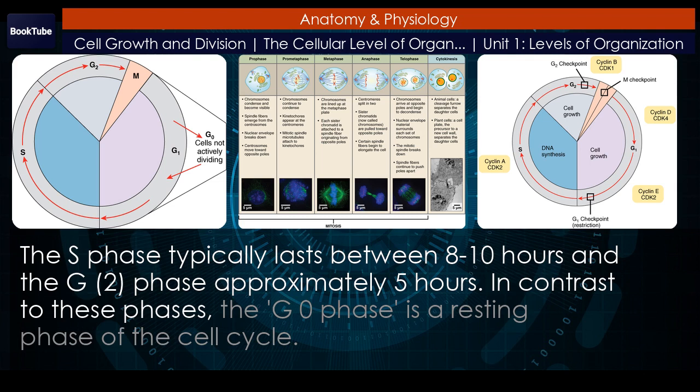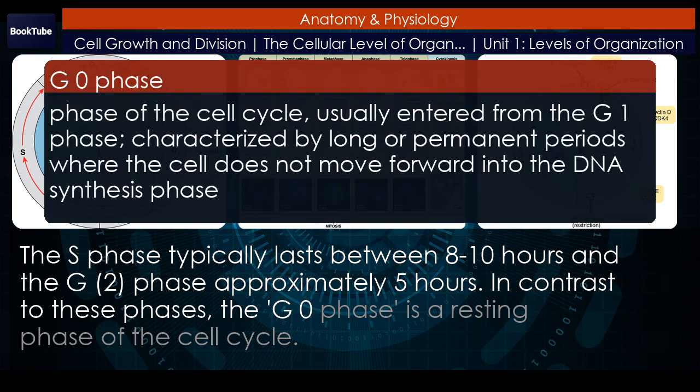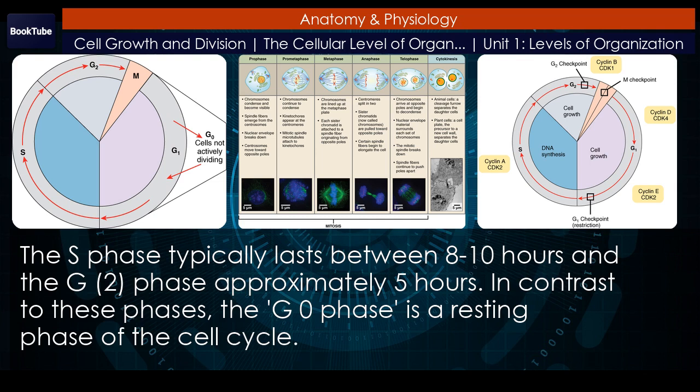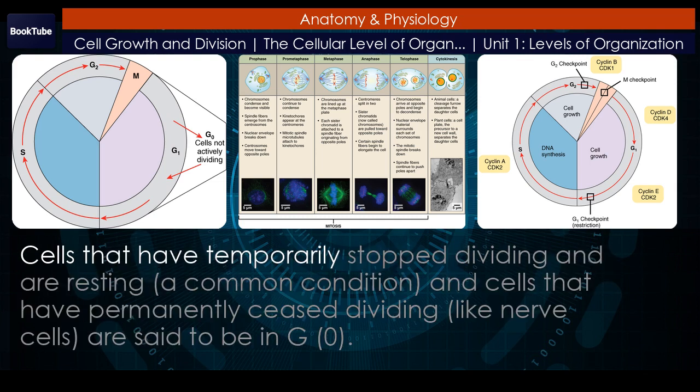In contrast to these phases, the G0 phase is a resting phase of the cell cycle. Cells that have temporarily stopped dividing and are resting, a common condition, and cells that have permanently ceased dividing, like nerve cells, are said to be in G0.